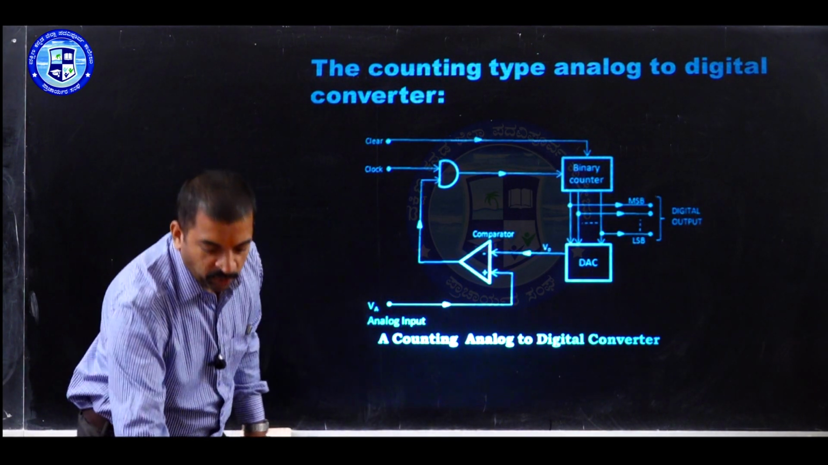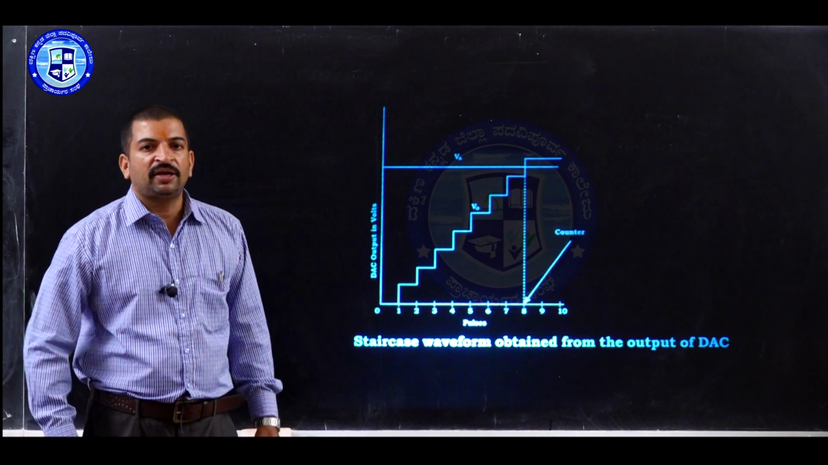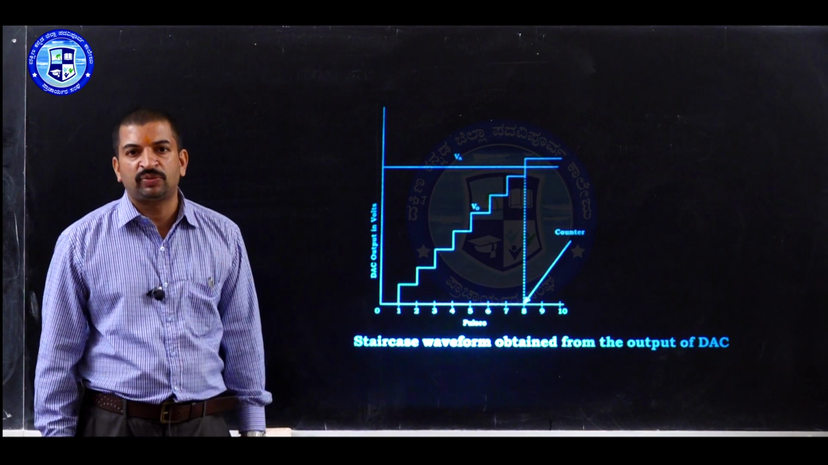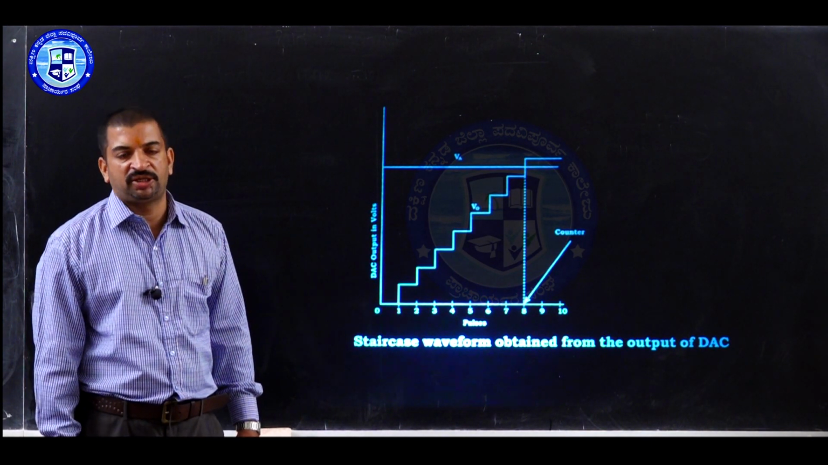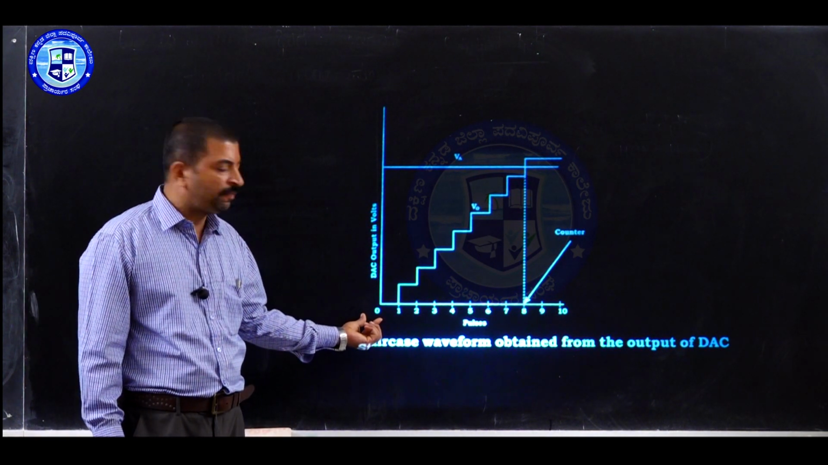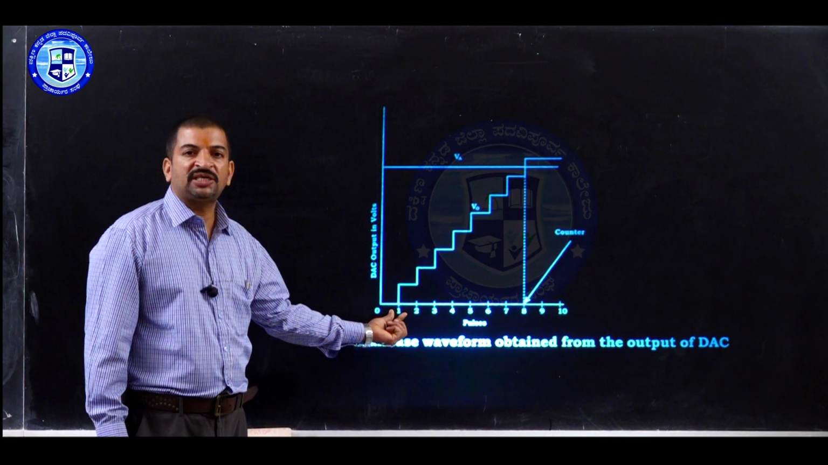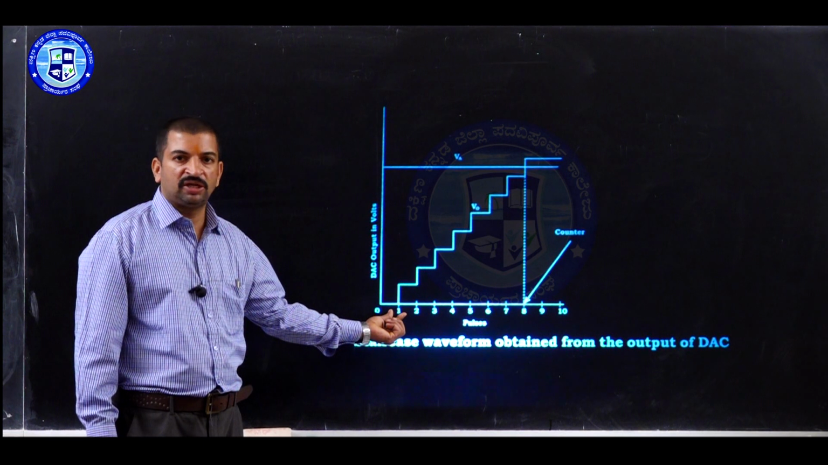Now the output of the DAC is actually a staircase waveform. Just look at the waveform. It is called the staircase waveform. Initial value is 0, that is 0, 0, 0, 0. When the counter starts counting, the output will be 0, 0, 0, 1.